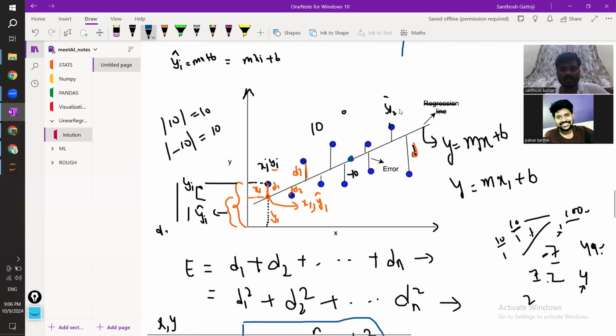And now I can say if I put this line to y equal to mx plus c, and if you replace this m and b with the values which we got, now I can confidently say this is not some random line, but this is a regression line or best fit line. Okay, that is the best fit line.